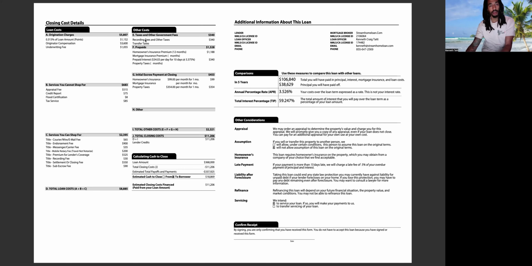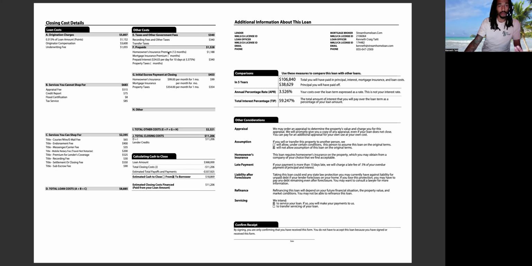This is a recording fee that you're paying to the county, right? So when you're here, taxes and government fees, this is recording fees going to the county. Or if you have a transfer tax in your state or city, this is where that's going to be documented.